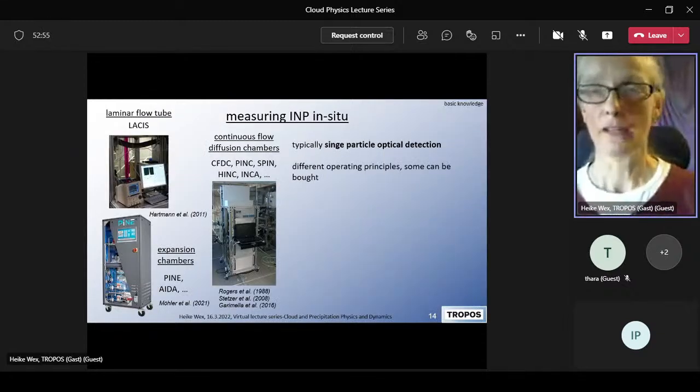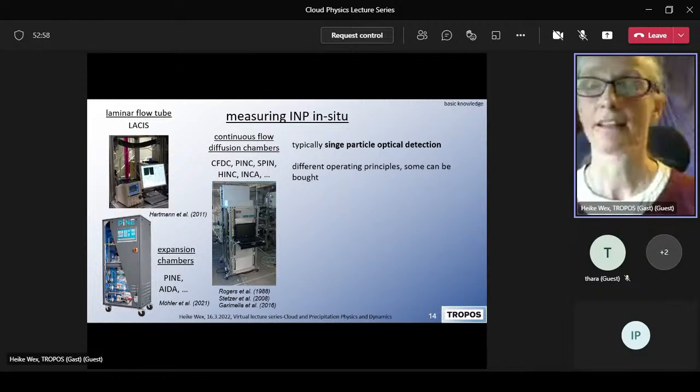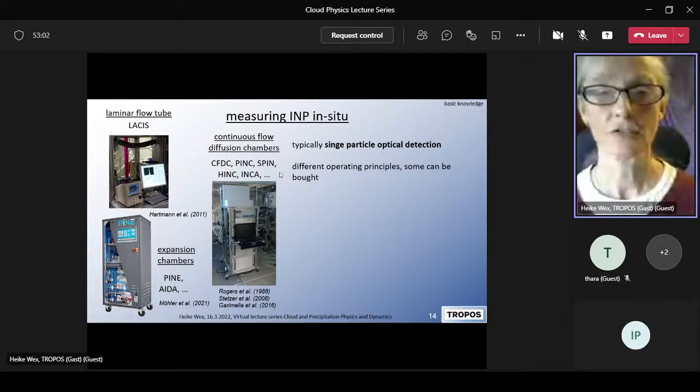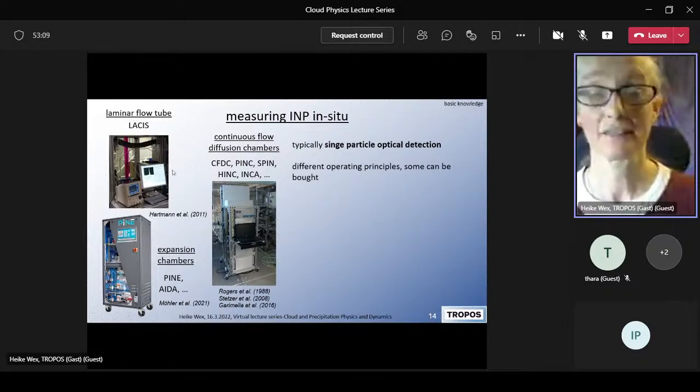Now, how do we measure that? There are two basic kinds of methods, in situ and offline. For in situ, we have a different zoo of instruments. So this is the flow tube we are working with. It can't be transported, and it is a very special way of working with this.